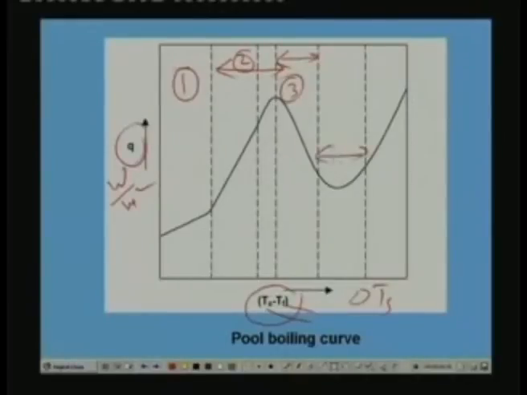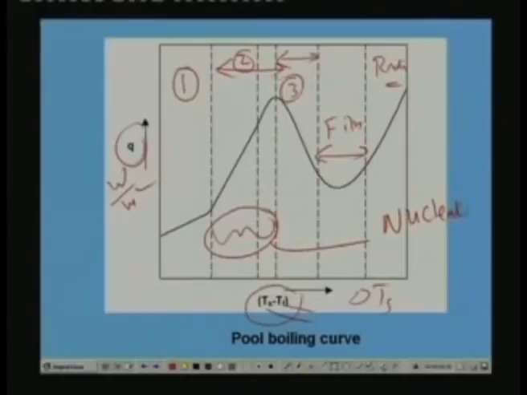Then after this you have film boiling. Here the radiation comes into the picture. Normally all the evaporators or boilers are designed to operate in this region, which is what is known as the nucleate pool boiling region.